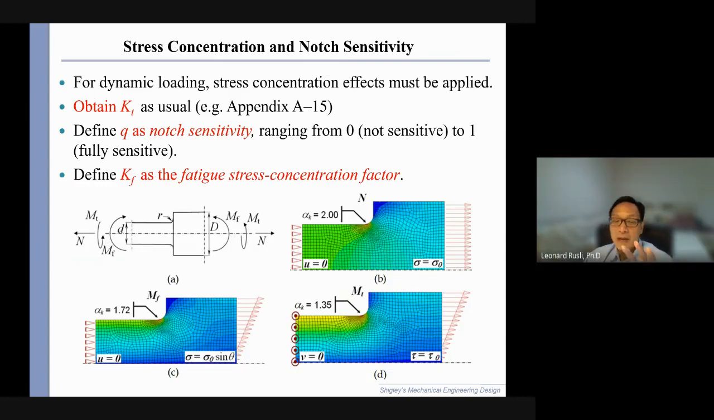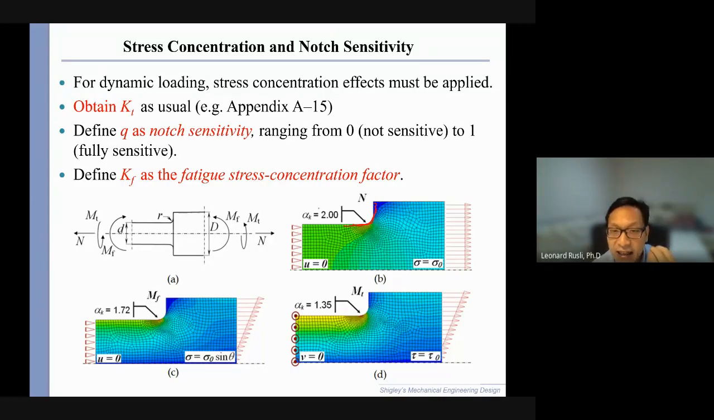Now, the most influencing factor is the radius. Jadi kalau kalian gambar ini ya, ini kan ada dikasih radius nih. Oke, dikasih R ya, dikasih fillet. This fillet will reduce the stress concentration. The sharper the fillet, the worse it becomes.